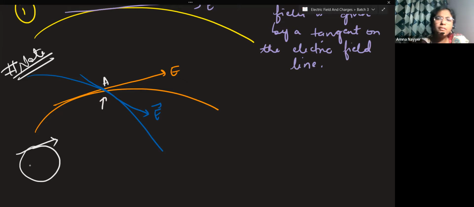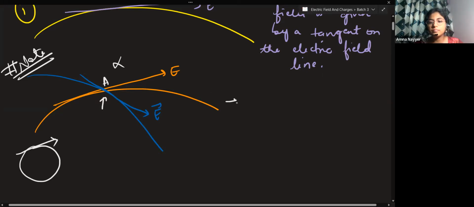Can a single point have two directions of electric field? At a single point, you cannot have two directions of anything, no? If you have studied the fluid mechanics chapter in class 11th, there you must have studied streamline flow, laminar flow, turbulent flow. There you must have studied that two streamlines cannot intersect, because at that point you will have two different directions of the motion of the fluid. That is a similar case. Two electric field lines crossing at the intersecting point would have two different directions, and at a single point two different directions are not possible. It means two electric field lines can never cross each other. You will never see such a case.